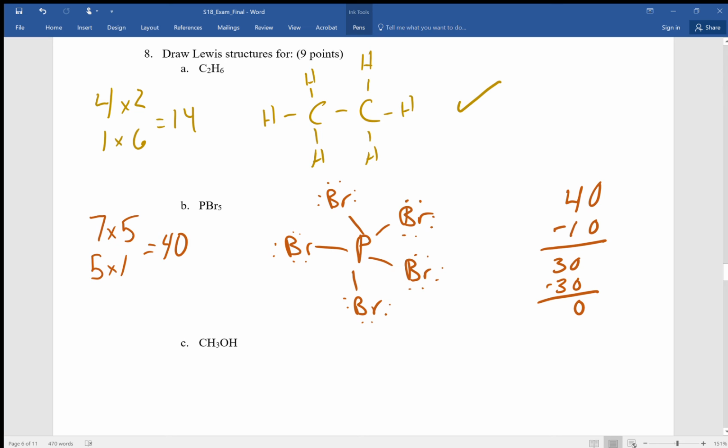Each of the bromines is happy. They all have 8 electrons. Now the phosphorus here has 10 electrons. But recall, once we get to the third row, we can go above 8 electrons around an atom. And so our structure here is complete.